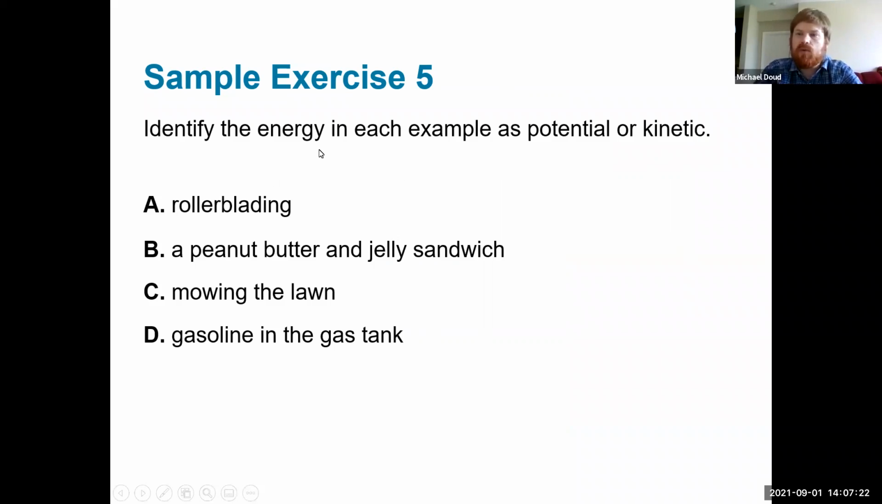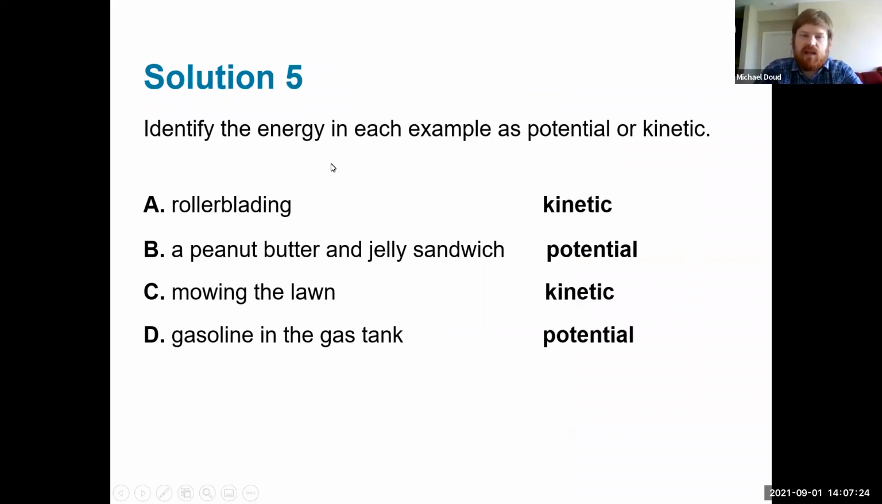So rollerblading, of course, you're moving, that's kinetic energy. A peanut butter and jelly sandwich. Now, I guess I didn't do a good job explaining this here, but food that you eat has potential energy as well, stored in its chemical bonds. You can access that potential energy by eating it, and then your metabolism will rip apart the bonds and take the energy out of it, and then you can turn it into kinetic energy. Sorry, I should explain that a little bit better.